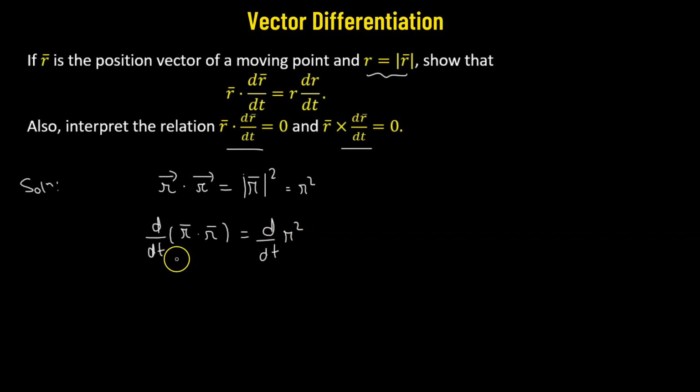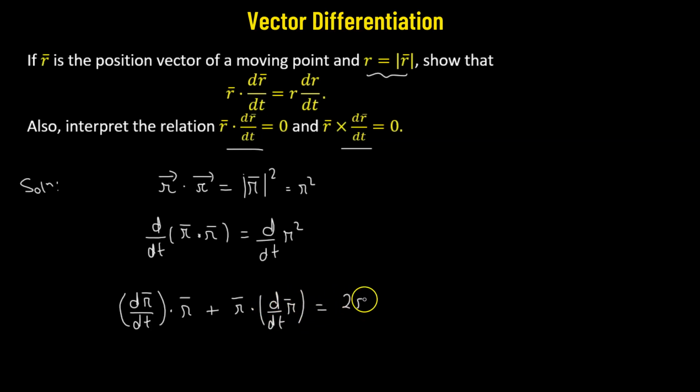For the left hand side, we will use the product rule. So this will be dr vector over dt, the first derivative of vector r with respect to t, dotted to vector r, plus r vector dotted to the derivative with respect to t of vector r. That's equal to 2r dr over dt.